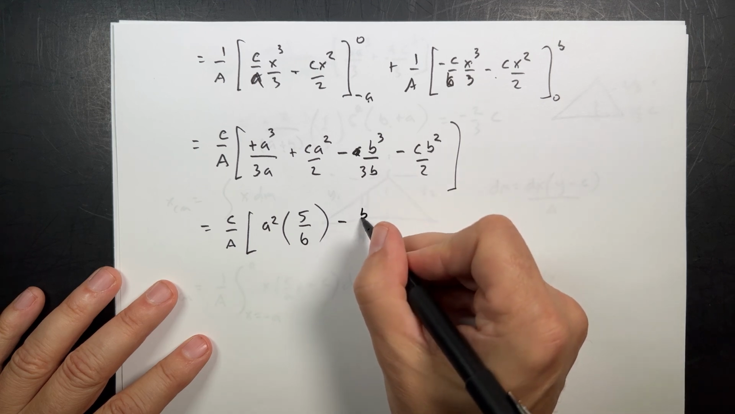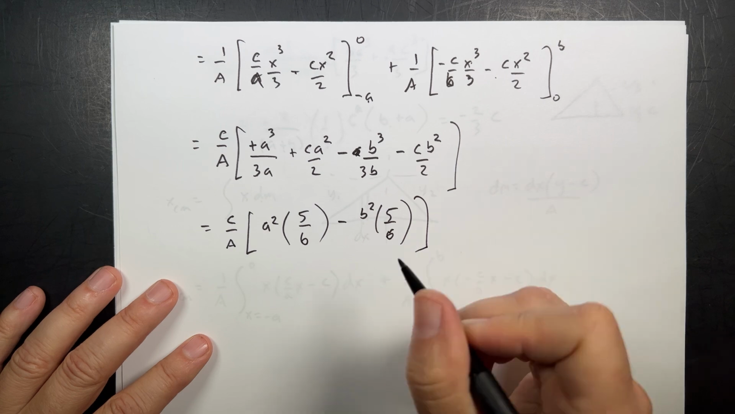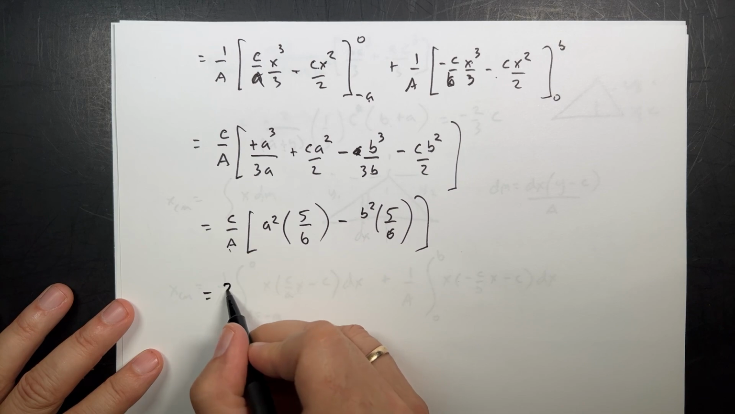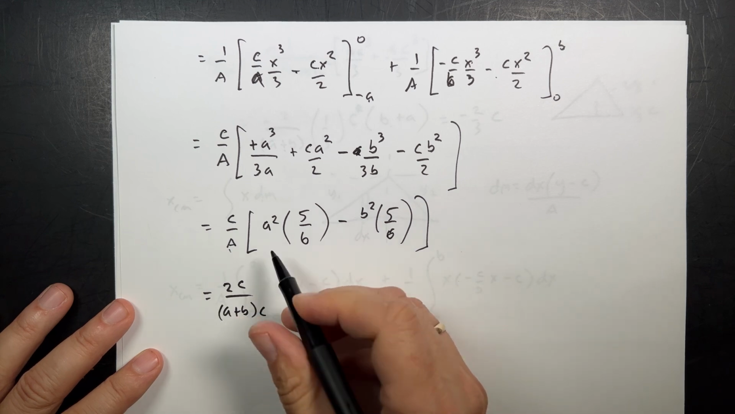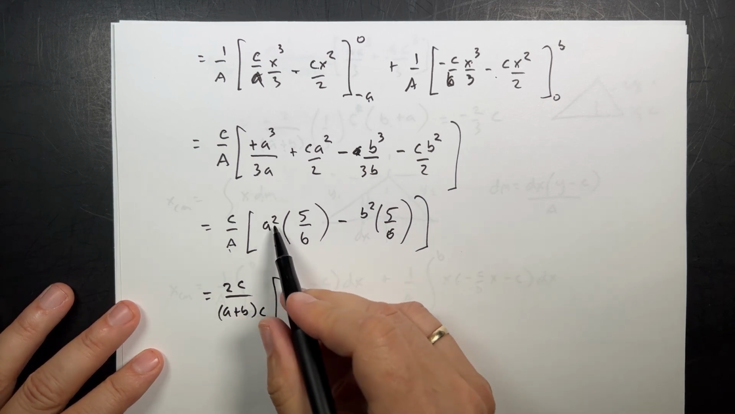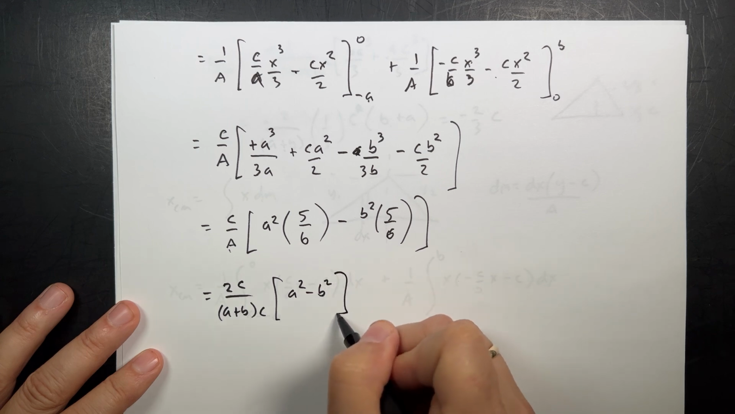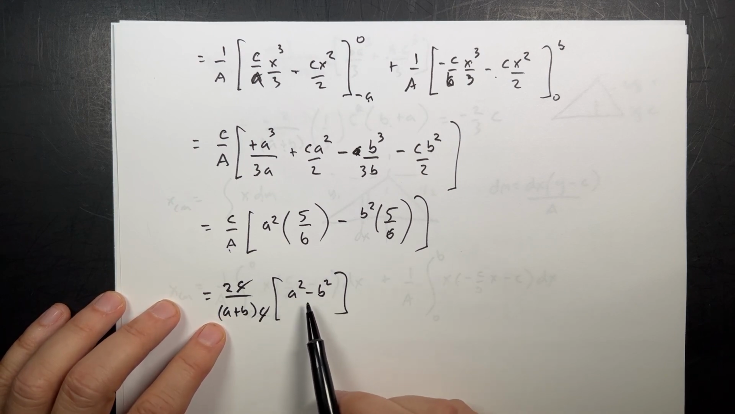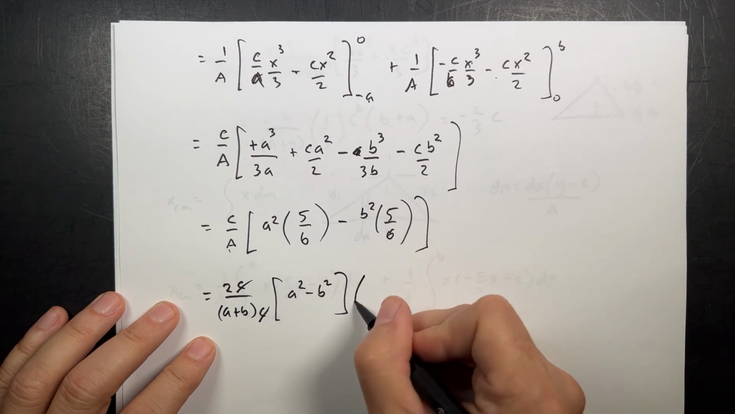And then here I get minus, I'm going to get the same thing. B squared 5/6. Okay, so let's put in our value for A. So here I get a 2 on the top, right? Because it's 2C over A plus B times C, which cancels. And then I have A squared minus B squared, and that cancels. And I think I could probably write this as A plus B times A minus B. Yeah. Well, there's a 5/6, still 5/6.